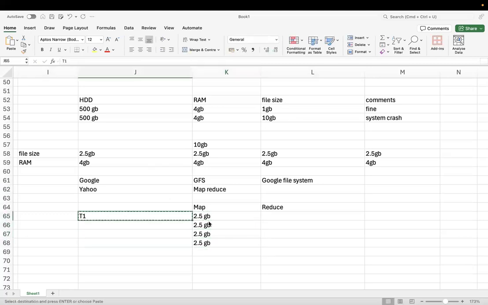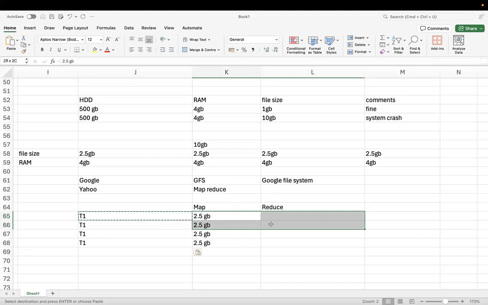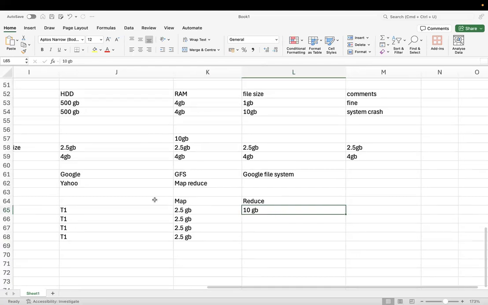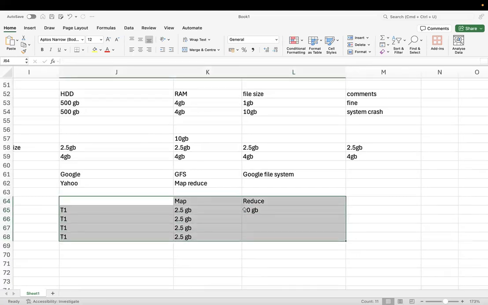So you have a transformation, and you apply it individually on each of these partitions. I'm calling them partitions. In the reduce phase, you bring these 2.5 GB pieces back into a 10 GB file. This is how MapReduce was defined. I know you may have some questions. Let's just hold on. This is the theory of MapReduce, guys.